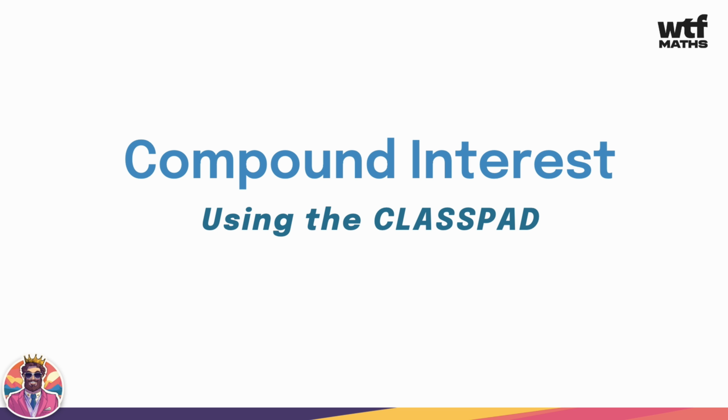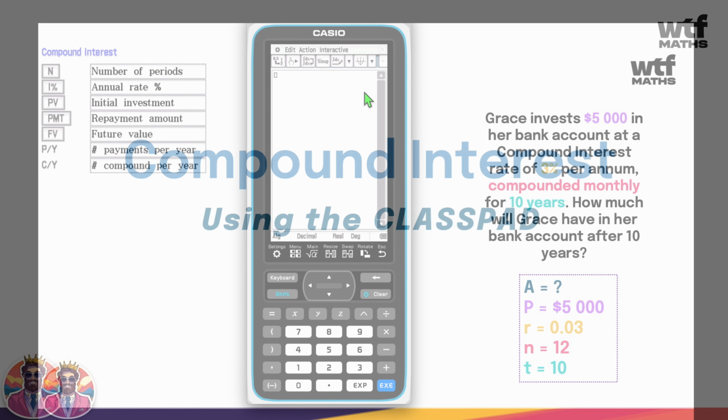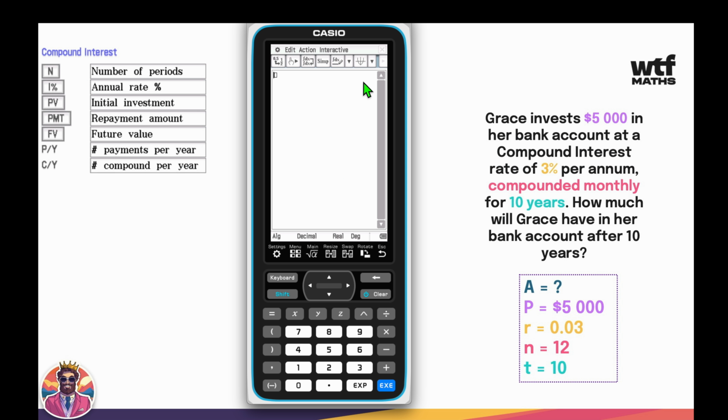Hello, today we're looking at compound interest again, and we're going to be using the ClassPad to solve some problems. To start things off, I want to look at a question that we completed the other day. Grace invests $5,000 in her bank account at a compound interest rate of 3% per annum, compounded monthly for 10 years. How much will Grace have in her bank account after 10 years?